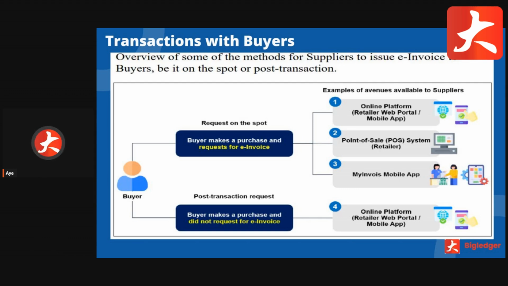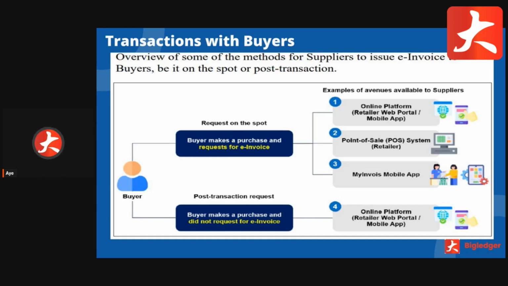for e-invoice. But after a few days, they come back and suddenly realize that they need e-invoice for their receipt. Then they will ask you in the future, maybe within that month. Okay, so if they request on the spot, then the supplier can issue the e-invoice from their own online platform, or your POS, or directly from MyInvois mobile app or MyInvois portal. Currently the MyInvois mobile app is not ready yet, so they can request from the portal.